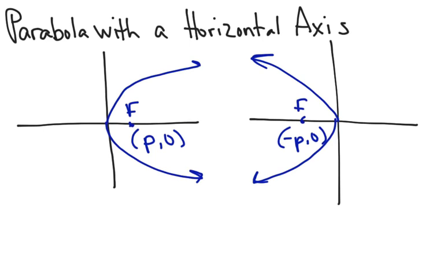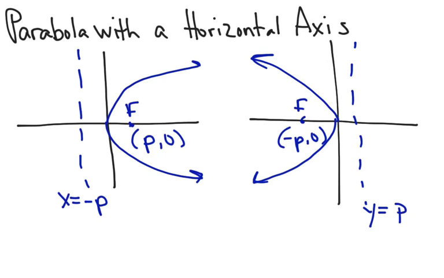Because in this case, the axis of symmetry is going to be the x-axis rather than the y-axis. And if the parabola opens left or right, the directrix is going to be a vertical line. So the directrix is going to be x equals, in this case, negative p, and in this case, positive p. Oops, I should make that an x, not a y. And the equation that goes along with parabolas that open left or right is y squared is equal to 4px.